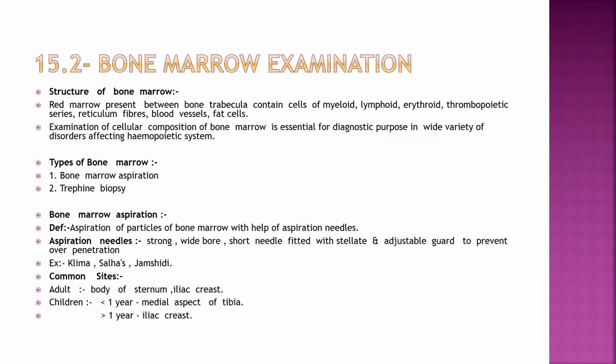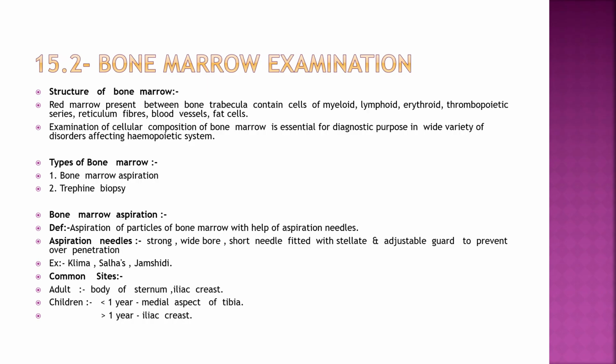Structure of bone marrow. Red marrow is present between bony trabecula, which contains cells of myeloid, lymphoid, erythroid and thrombopoietic series, and reticulum fibers, blood vessels and fat cells. The examination of cellular composition of bone marrow is essential for diagnostic purpose in a wide variety of disorders of the hemopoietic system. The types of bone marrow examination are bone marrow aspiration and Trephine biopsy.